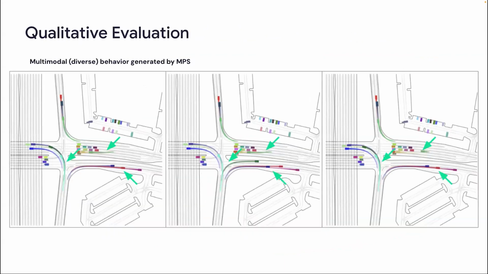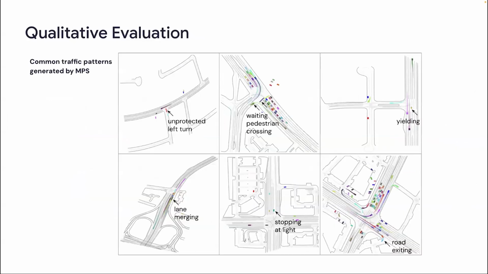This is just an example of multi-modal diverse behavior generated by our model. You can see this car going left, a car going right. You can see another car which is merging or which is following. Those are all created and simulated. This is also an example of how our model can generate common traffic behaviors like unprotected left turn, merging, yielding, etc.